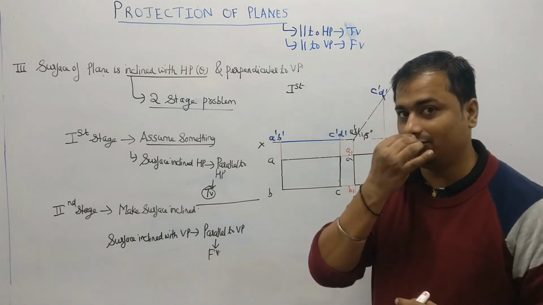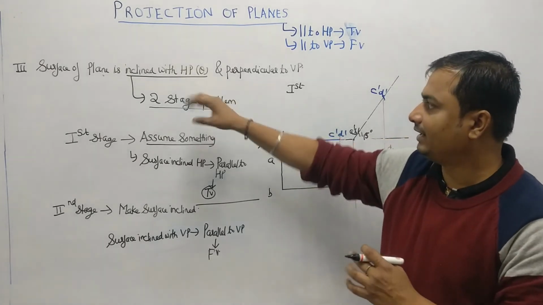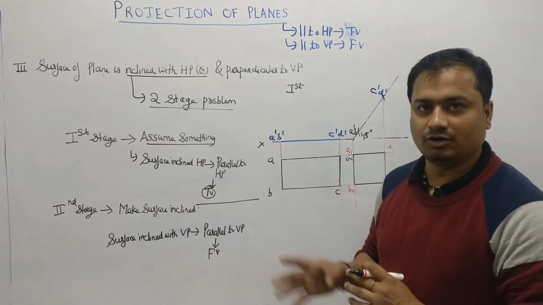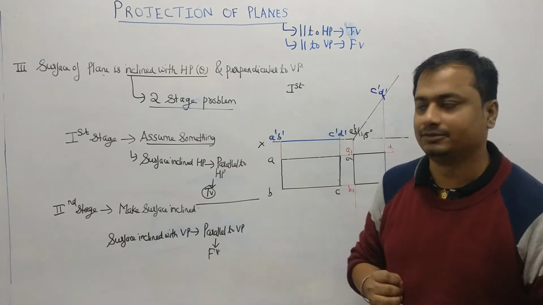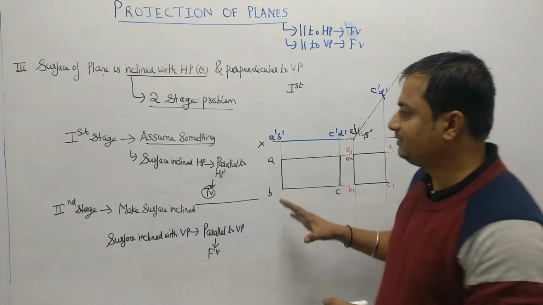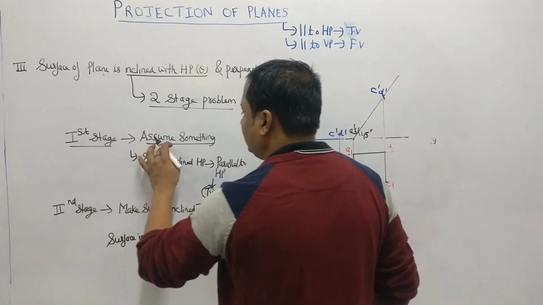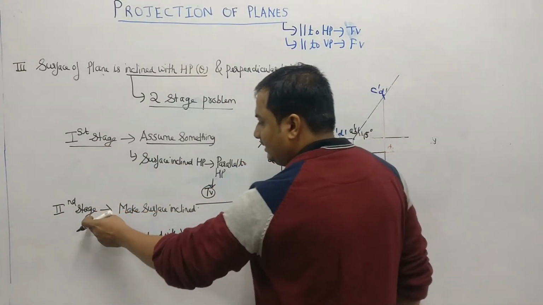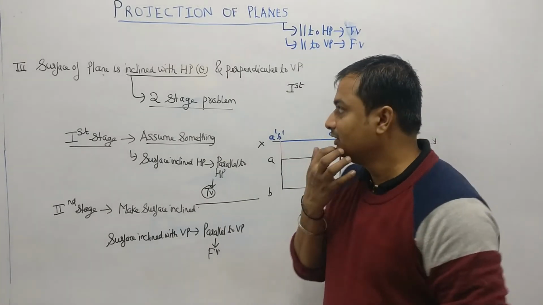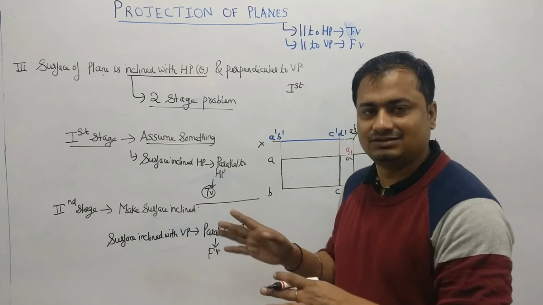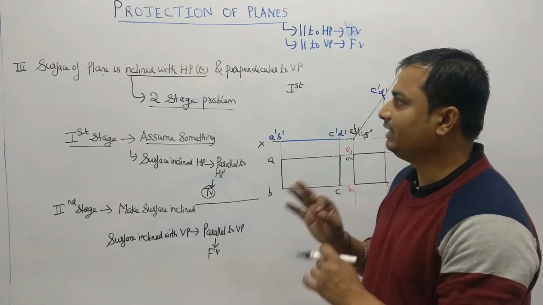Okay, so I will not be explaining that. We'll be dealing with the inclined to the HP only with some problems, and then at the last I will come to the case inclined to both planes. So this is a common step: first stage, you have to assume it parallel. Second, you have to make the surface inclined. This is the construction step and the concept for solving any problem of plane.